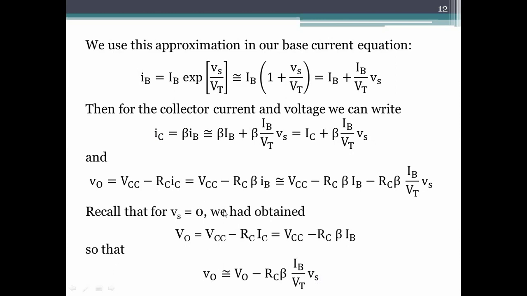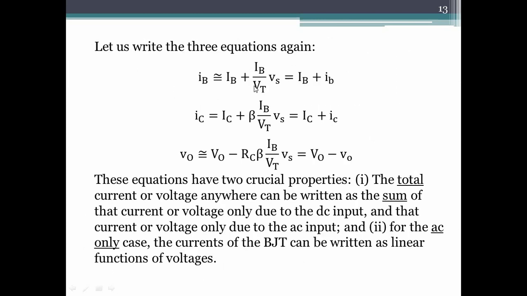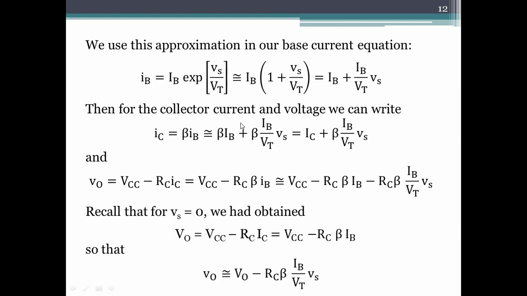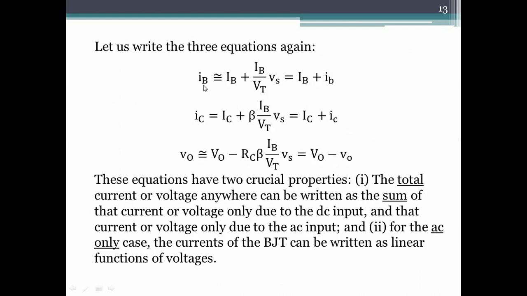I'm going to write that again here because this is very important. So we write the three equations again. Same equations. We say small i_B is approximately capital IB plus something, and we say this is equal to capital IB plus small ib. So this is clearly the additional current that is flowing due to the AC signal, and therefore we call this small ib. And similarly for IC, similarly for VO.